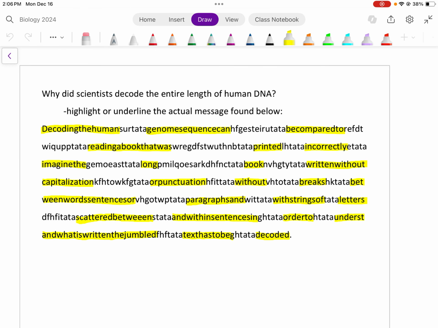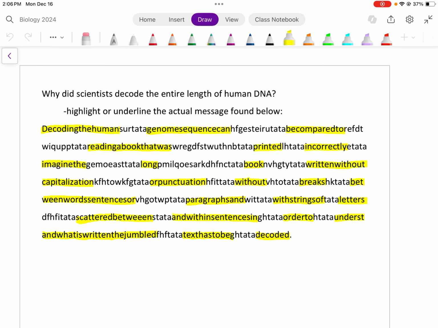Think about that, those of you that like to read. Imagine reading a book that you've never read before, and there's no capitalization, there's no periods, there's no commas, and there's extra letters that you don't need, and you have to try to read the book. I enjoy reading. I couldn't imagine that. I don't know that I would read if that was the case.